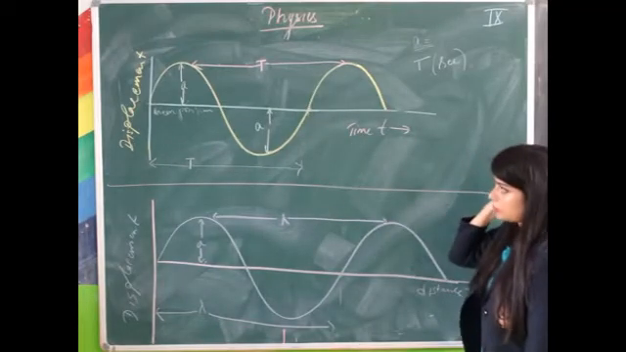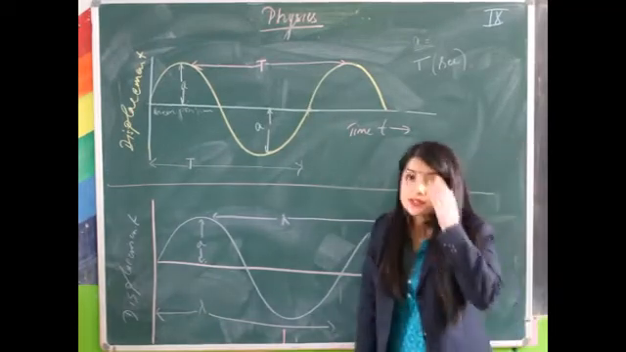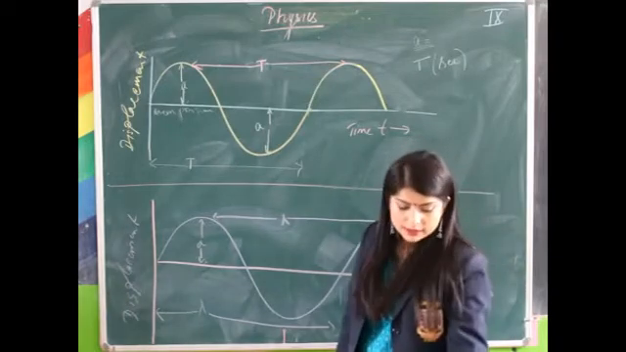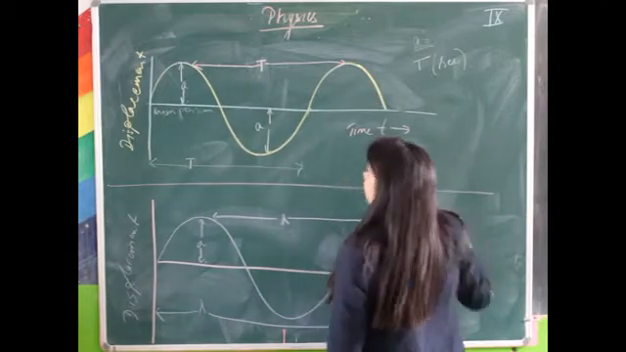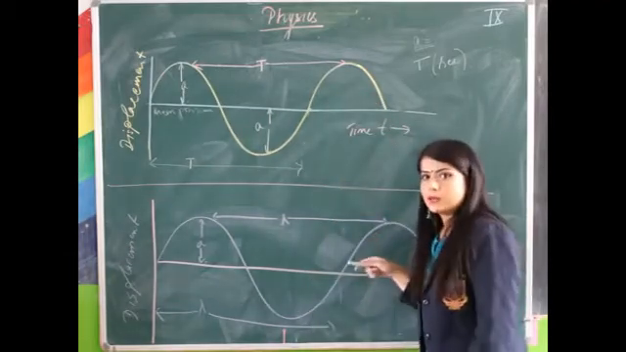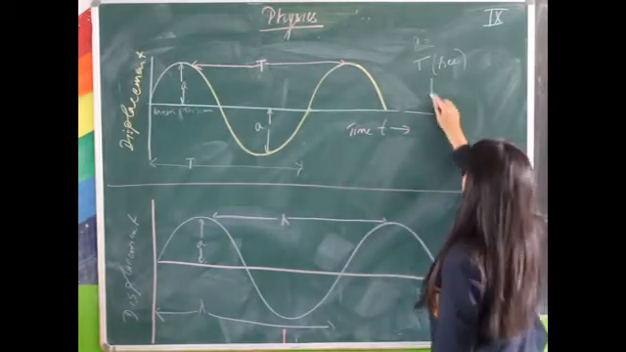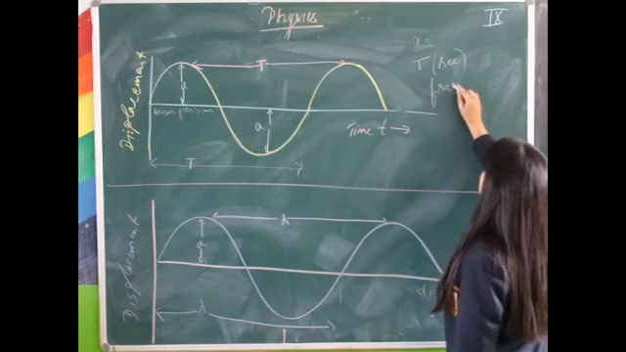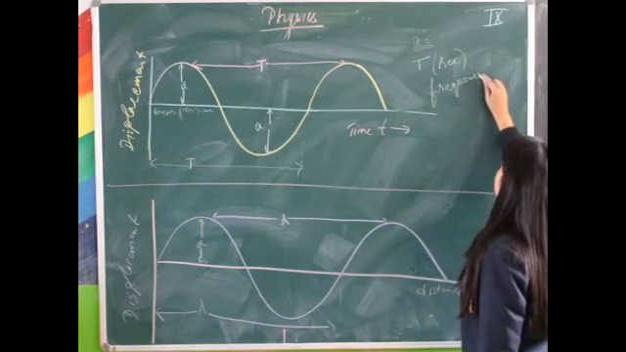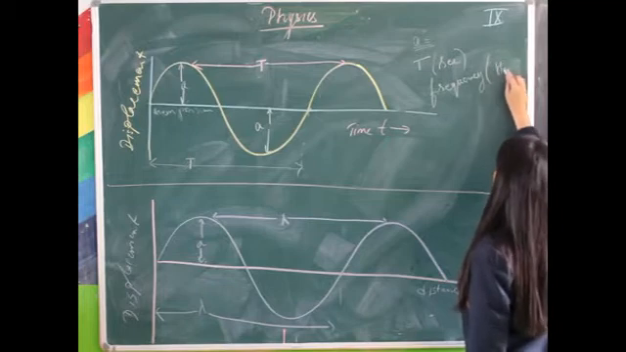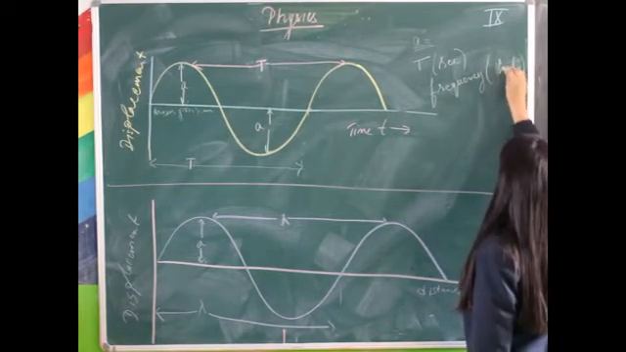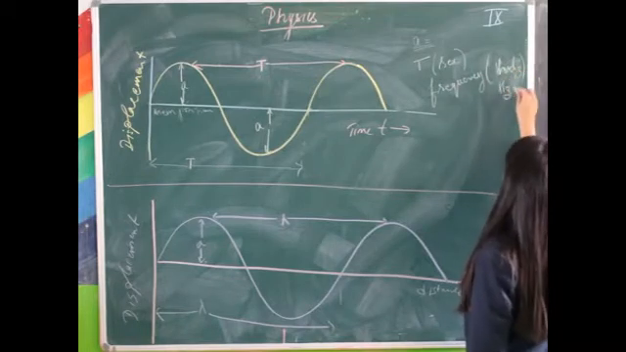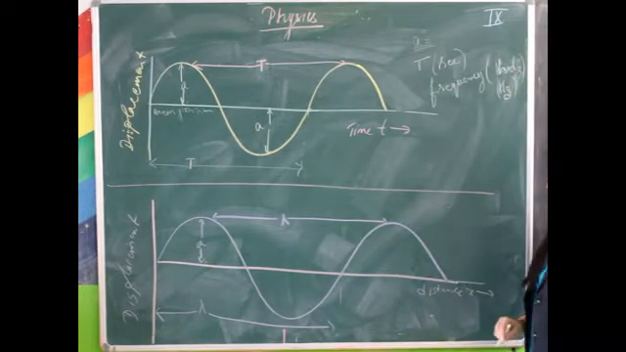Now another term is frequency. Frequency is the number of vibrations in 1 second. Now this vibration which is happening over here, in 1 second, how many vibrations take place? That will be your frequency. Frequency is measured in terms of hertz. Simply we write it as Hz like this.